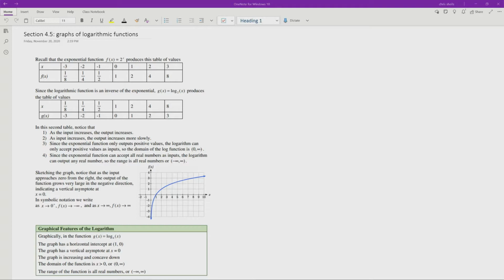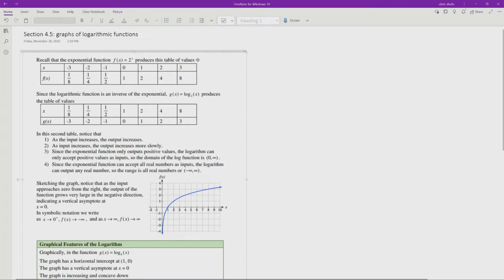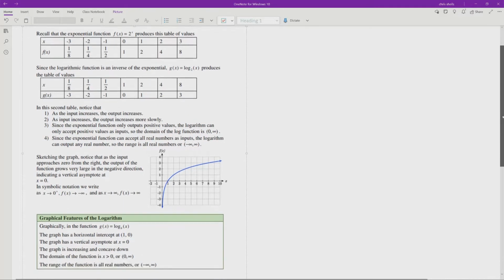I have a lot of text for us here so that we can look at all of these properties of logarithms in one quick look. So let's start out by recalling that the exponential function f of x equals 2 to the x produces the following table of values. If I plug negative 3 in, I get 1/8, right?